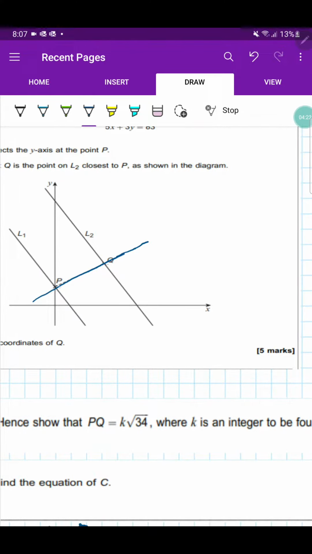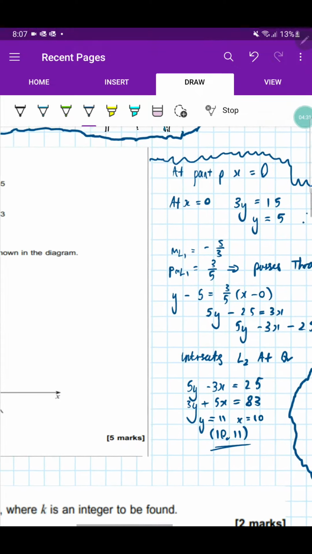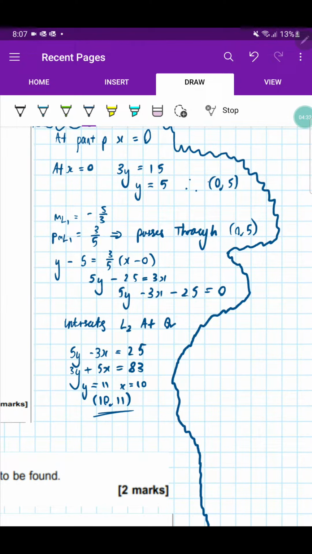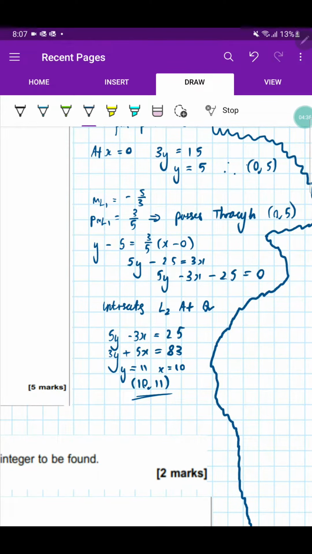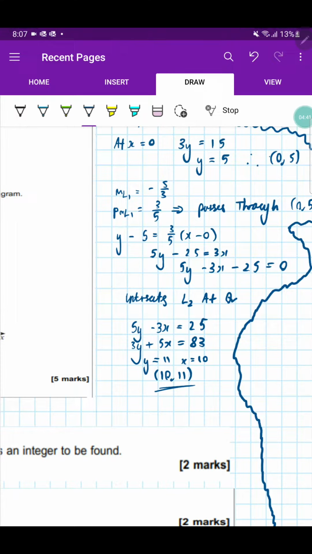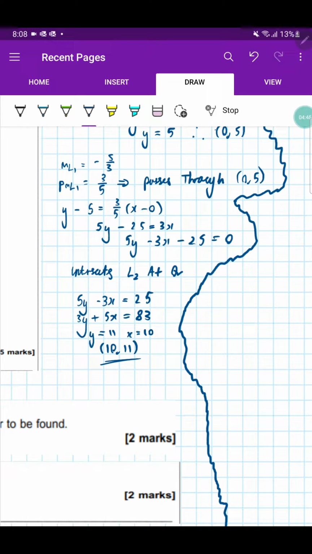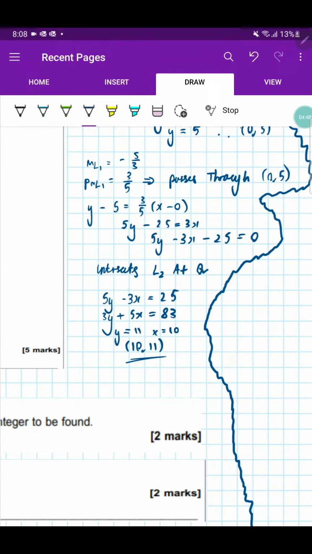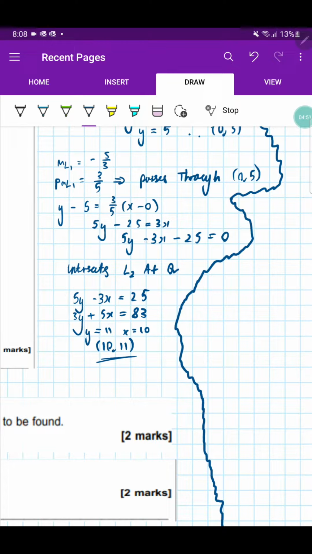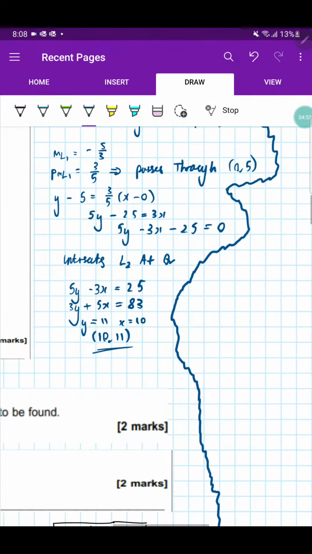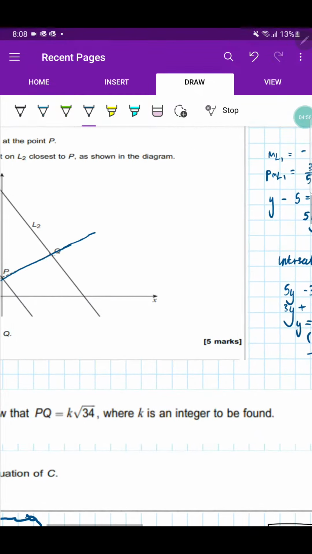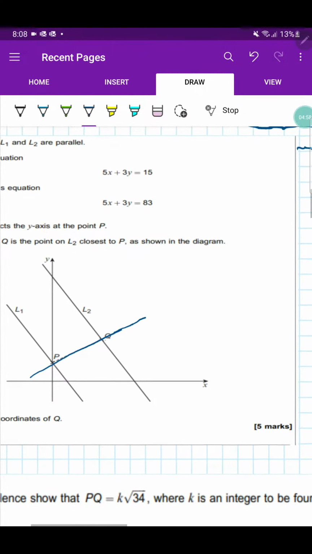And we know that if we want to find the perpendicular line equation, we need to find the gradient at this point. So if we rearrange line 1, we get the gradient to be minus 5 over 3. So the gradient of the perpendicular is going to be 3 over 5. So if we form the equation passing through P, we get y minus 5 equals 3 over 5 x minus 0. And then putting this in the form ax plus by plus c, we get 5y minus 3x minus 25 equals 0. Now to find Q, we need to do simultaneous equations.